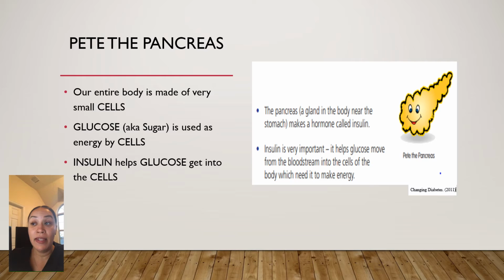Meet Pete the pancreas. Pete's job is to help when there's too much sugar in our bloodstream. Pete, he secretes insulin. So our body is made up of very small cells. Every part of our body has a cell that makes our body work. And our cells need energy, and we get that energy from glucose, also known as sugar. But in order for the glucose to get into the cell, it has to use the insulin that Pete sends out into our bloodstream to help the glucose get into the cells.